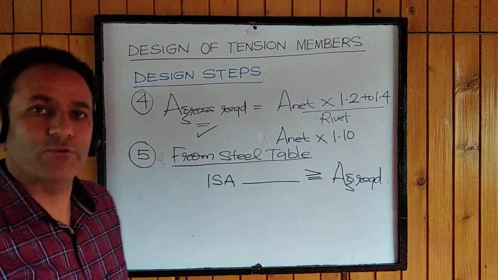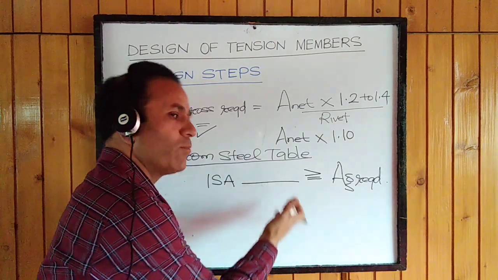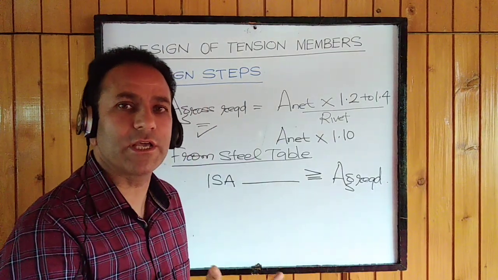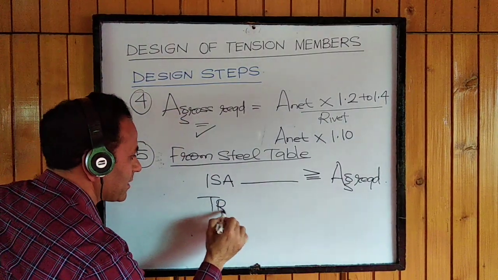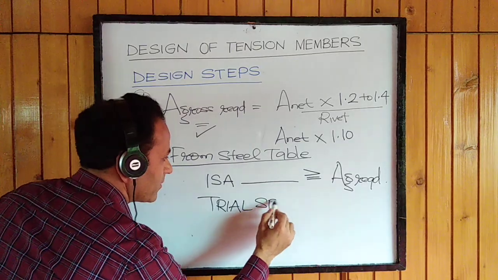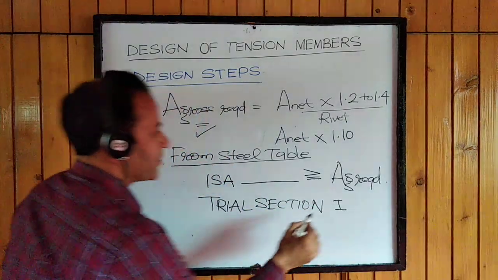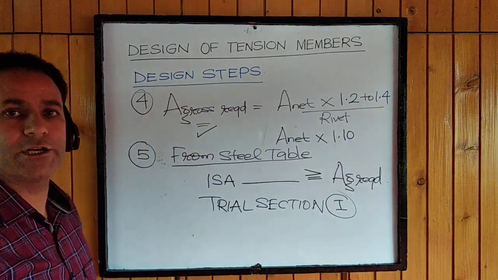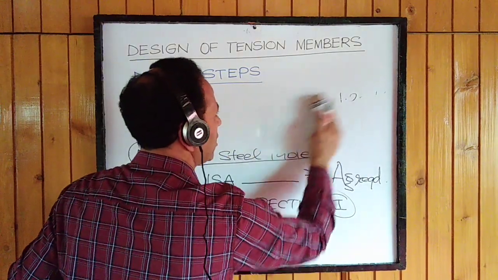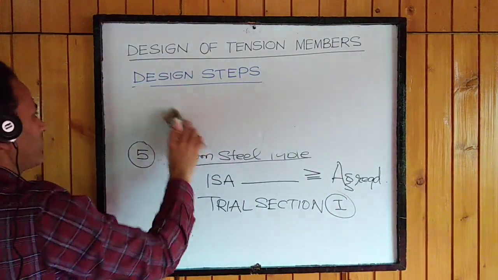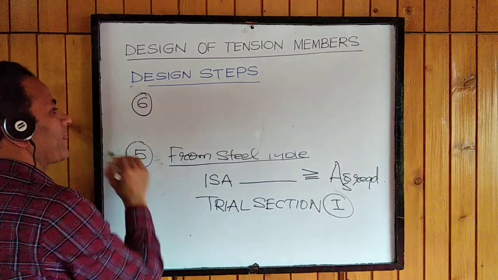So whatever member we select from the steel table, the gross area of that particular member must be more than or equal to the gross area as per our requirements. This we call a trial section. This is our first trial section. We'll try whether this section will be sufficient or not. Otherwise, we may have to revise and choose a higher section, or even a lower section if it is going to be uneconomical.